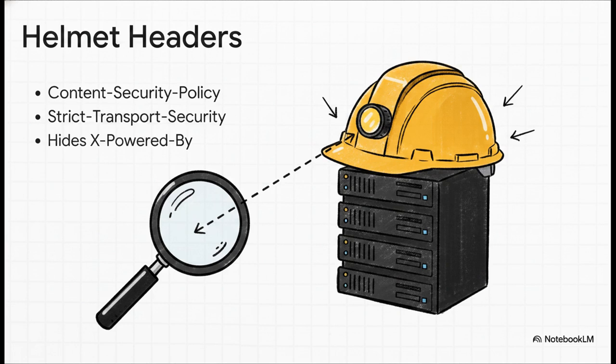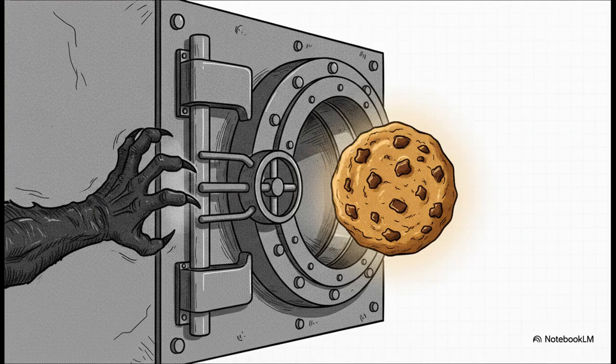It sets up a content security policy, enforces strict transport security, and crucially, it hides the X-Powered-By header. Express naturally broadcasts its presence by default, so hiding this reduces your server's fingerprint. Casual attackers running automated scanners won't immediately know they're dealing with an Express server. We also absolutely have to secure our session cookies.